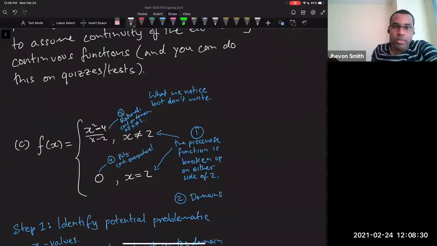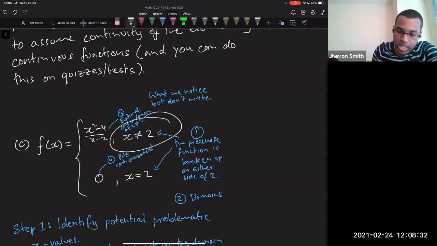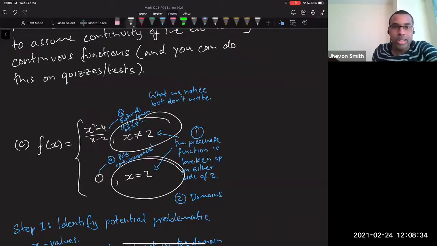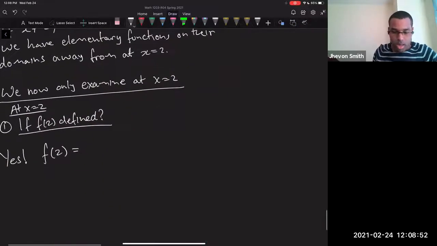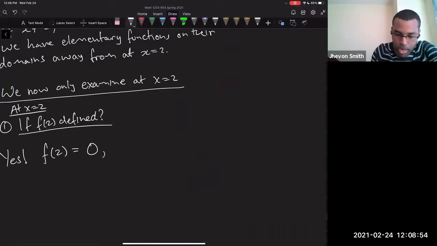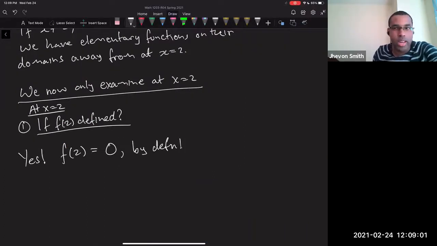So if I ask you f of 2, you need to look at which one of these intervals has 2 in it, right? So obviously you're not looking at the top because that's when x is not 2. I'm specifically asking about when x is 2. I can read from this piecewise function that when x is 2, the output is 0. So f of 2 equals 0 by definition. So it is defined. So no issues there yet.